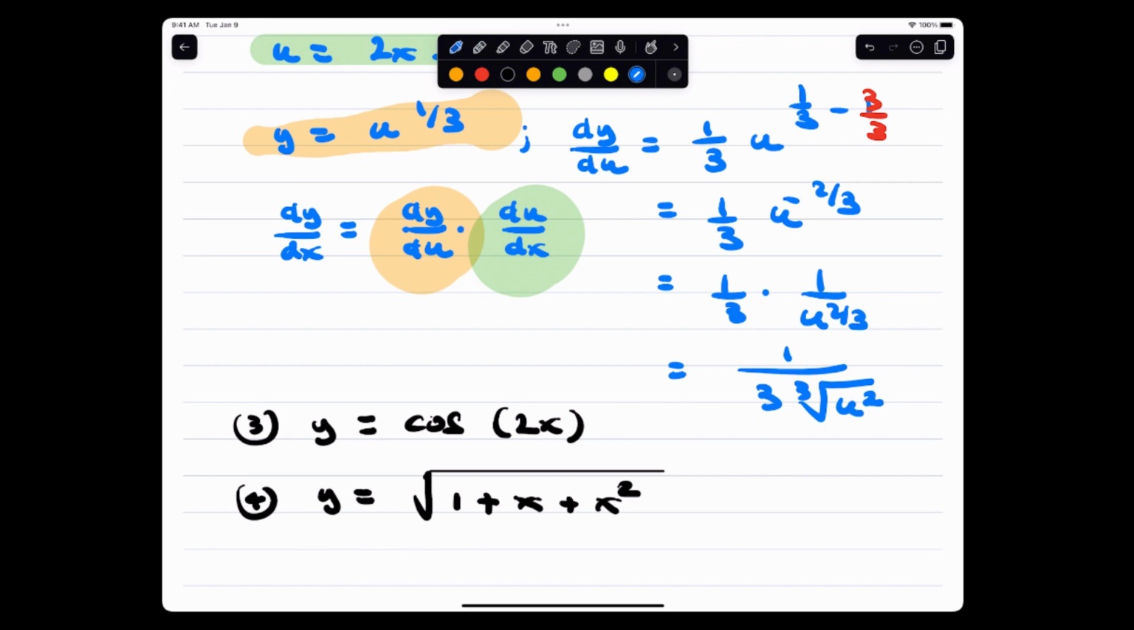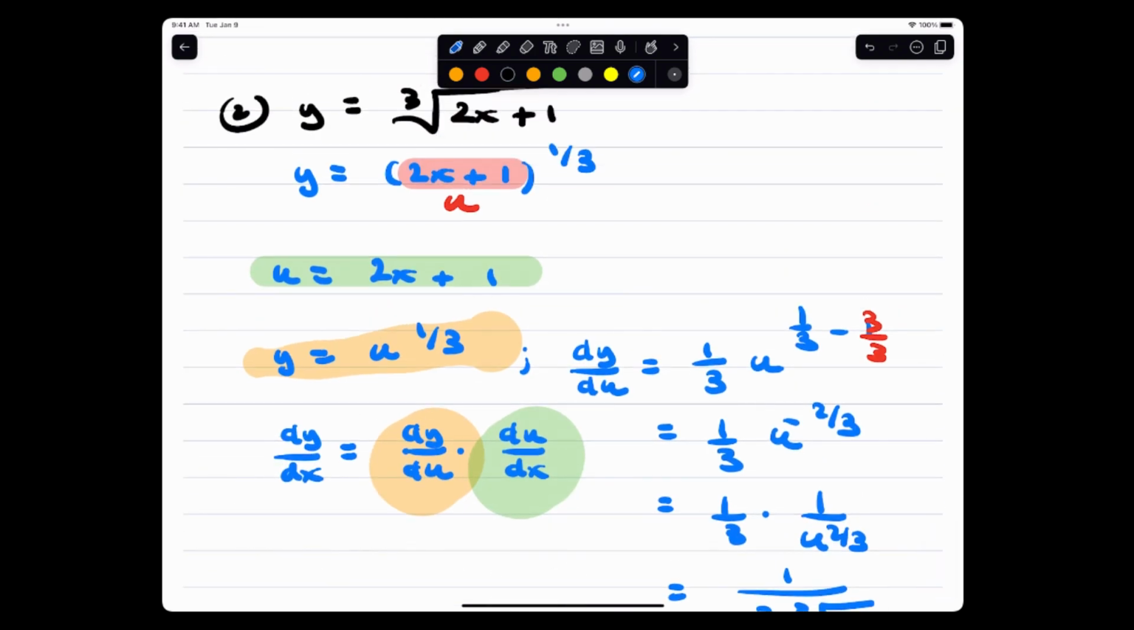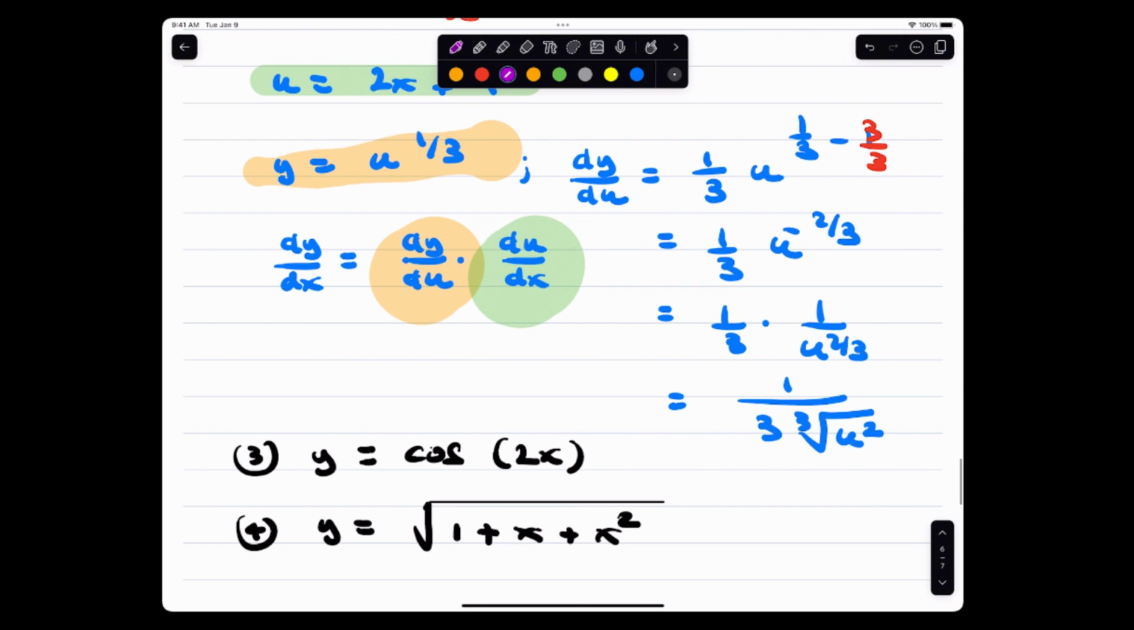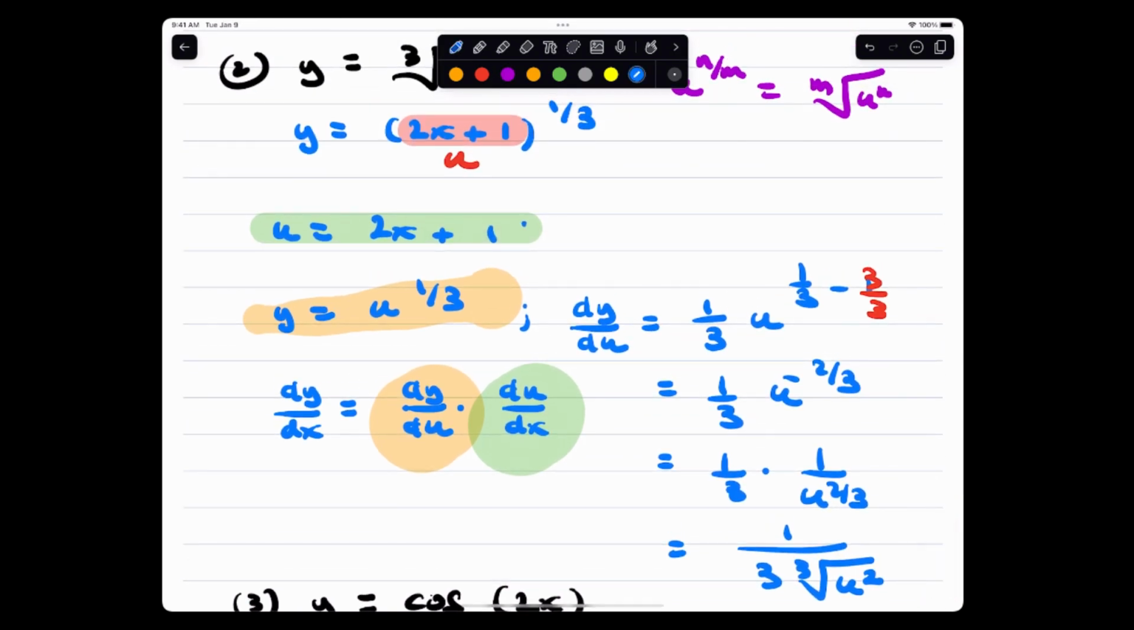Okay, you guys okay with that one? That look fine? I believe so. You say why? Because remember, if you go back to, I don't know, even intermediate algebra, u to the n over m is the mth root of u to the n. Okay, now what else do we need? We need du/dx. What's that going to be? Aren't we differentiating 2x plus 1, which equals 2? Isn't that 2?